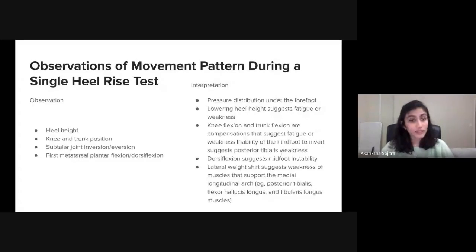And first metatarsal plantarflexion, dorsiflexion: is there enough first metatarsal movement? Do they have good push off? Also, is the dorsiflexion range good enough for gait? So these are things that can be observed during the movement of a single heel raise test, and it's a pretty good test to use clinically. So you can look at the patient and see if there are any compensations in the chain in your hip, knee, and ankle.